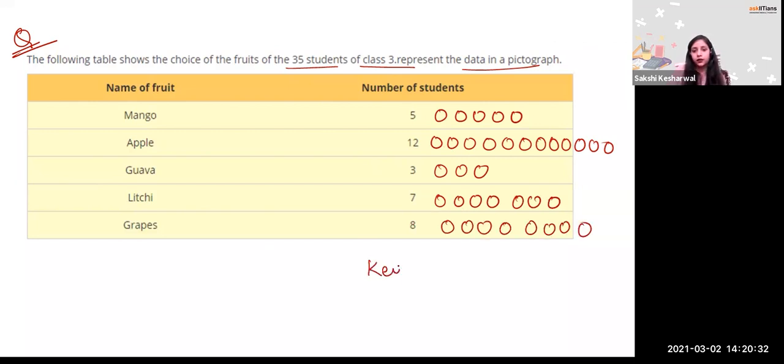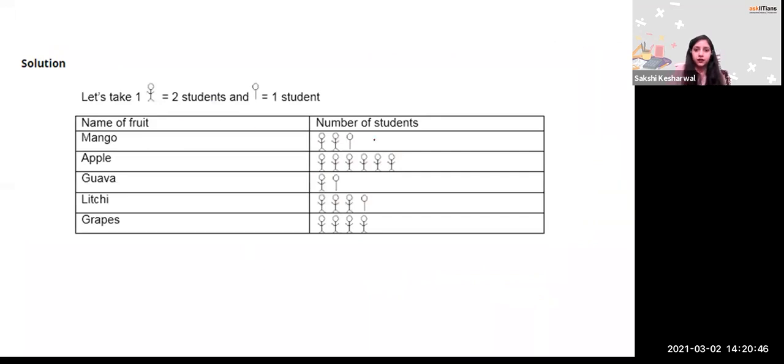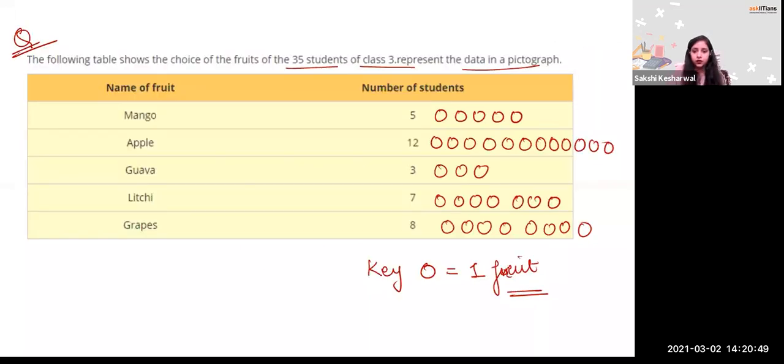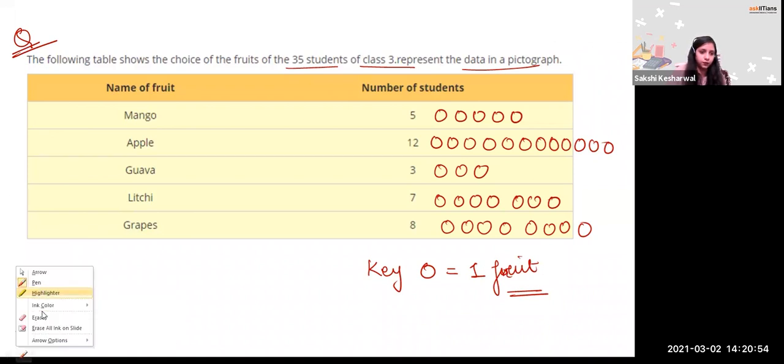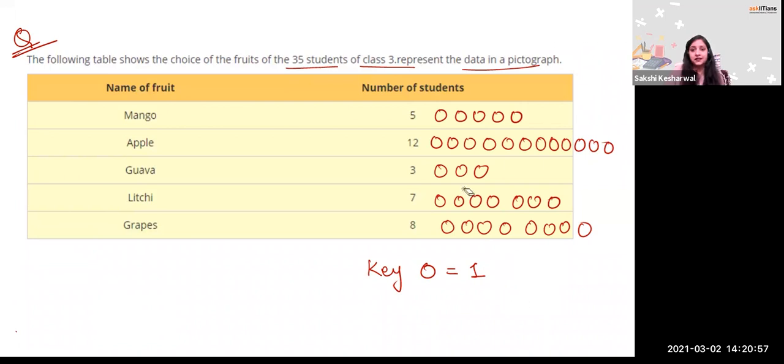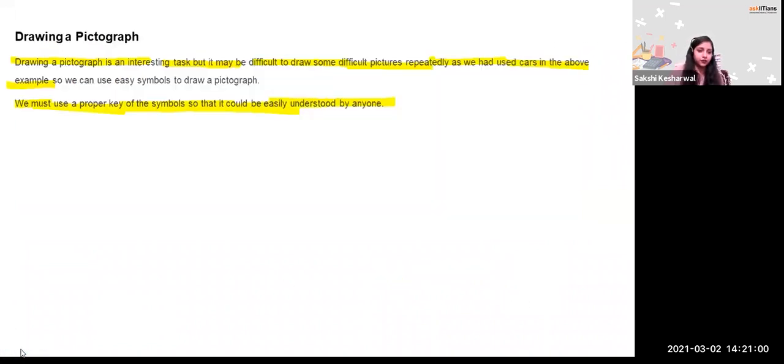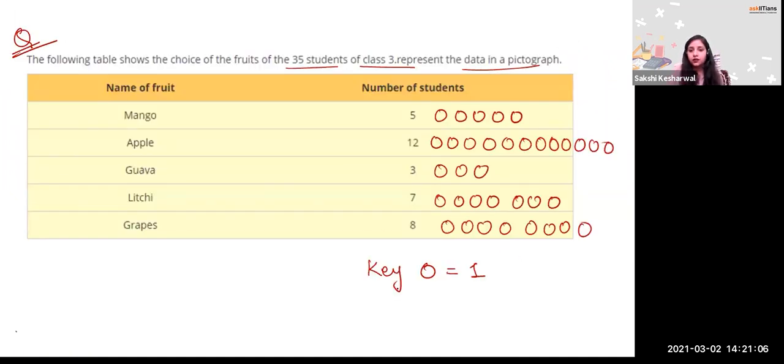And your key will be one. Key, you will write this: this circle is equal to one fruit. Right. This is how you will be doing this. Oh, wait a minute, hold on. I wrote fruits. I should write students. I am filling it in the form of fruit instead of students. Yeah. This is students. So this key will be equal to what? One student, right? So this is how you will be filling it up, right?